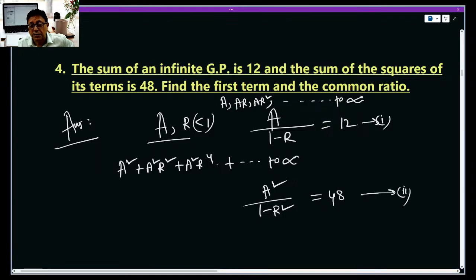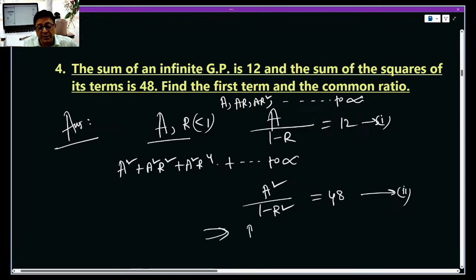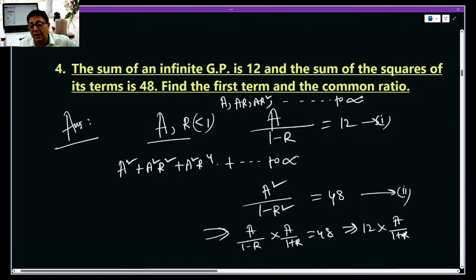Number 2. Your problem is to solve for A and R. How? If you only divide, then it will not come. So it is better you do it this way. You write this as A by 1 minus R, A by 1 plus R equal to 48. Why? Because A by 1 minus R is 12. So 12 into A by 1 plus R is 48.